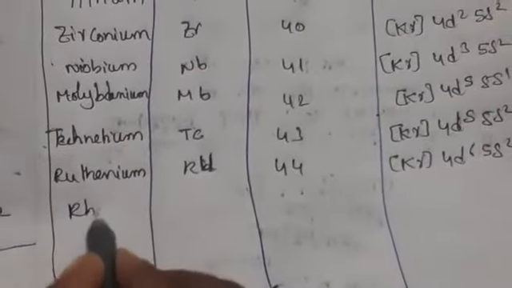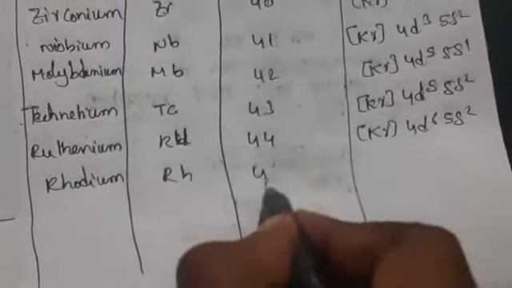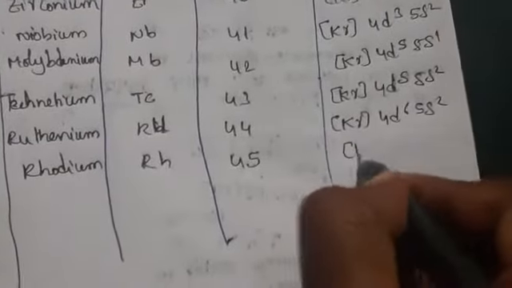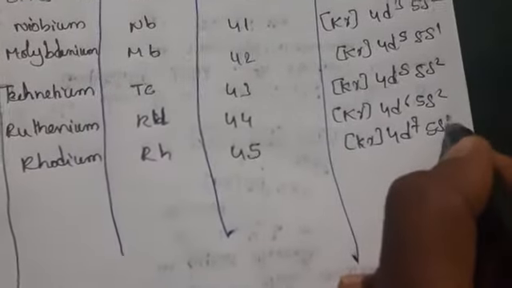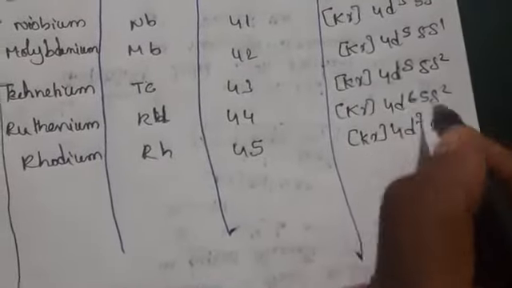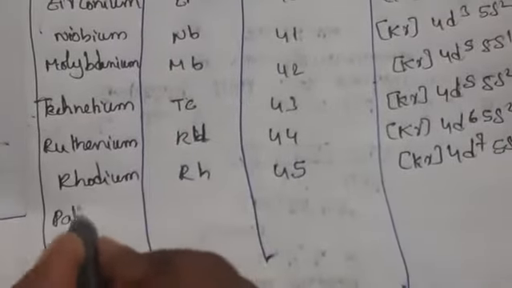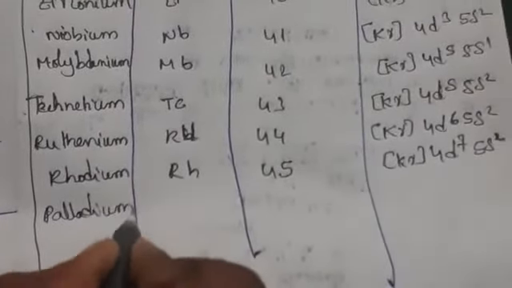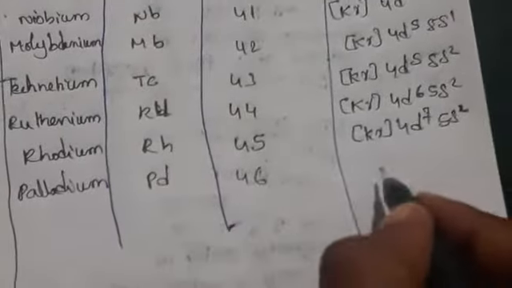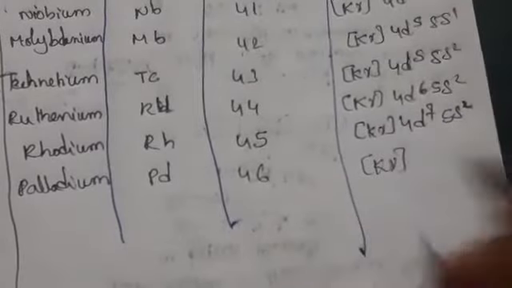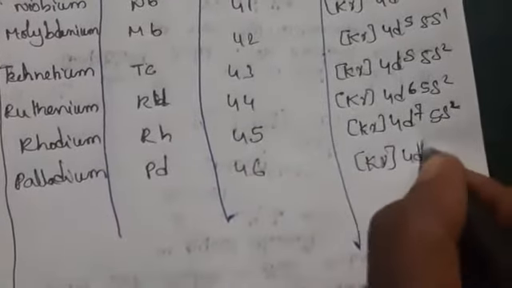Next one we are having rhodium. For rhodium the symbol is Rh 45, krypton 4d7 5s2. Next one we are having palladium. The symbol is Pd 46. We are having electronic configuration krypton 4d8 5s2.